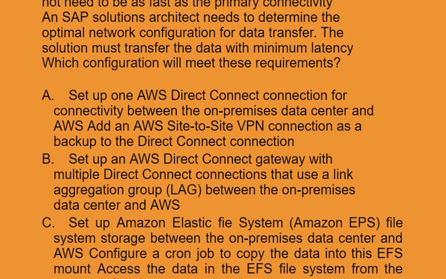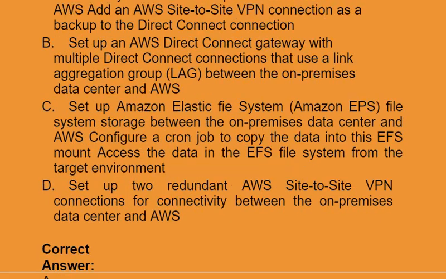Option B, set up an AWS Direct Connect gateway with multiple Direct Connect connections that use a link aggregation group (LAG) between the on-premises data center and AWS. Option C, set up Amazon Elastic File System, Amazon EFS file system storage between the on-premises data center and AWS. Configure a cron job to copy the data into this EFS mount. Access the data in the EFS file system from the target environment.